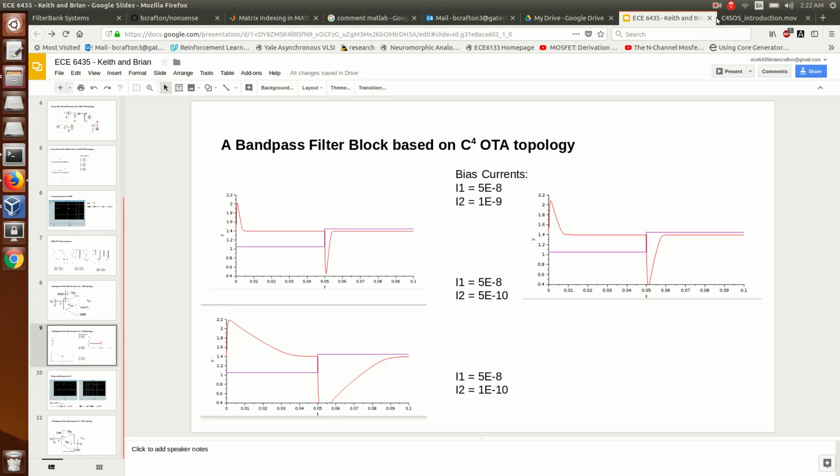So here's simulation data for the C4, and we did 3 different runs with 3 different sets of bias currents. Because tau is proportional to the square root of tau 1 times tau 2, where each of tau 1 and tau 2 is inversely proportional to its bias current, if we increase one of the bias currents, we're going to decrease tau. So the larger the product is, the smaller tau's time step is. As we decrease the bias currents, the time step becomes bigger.